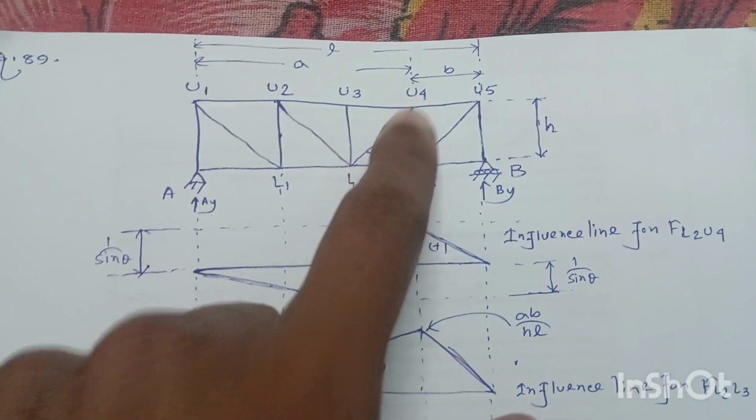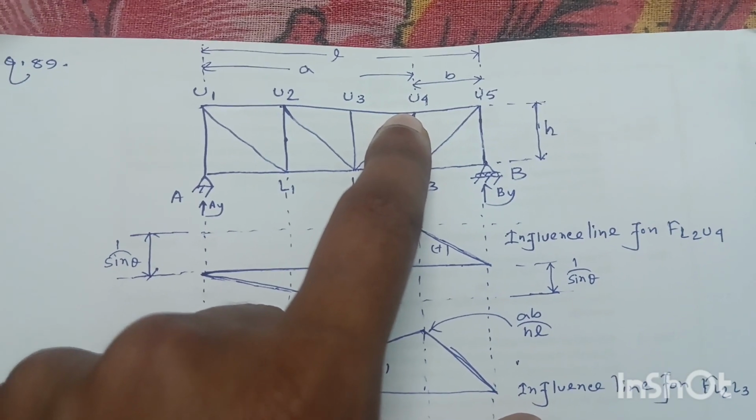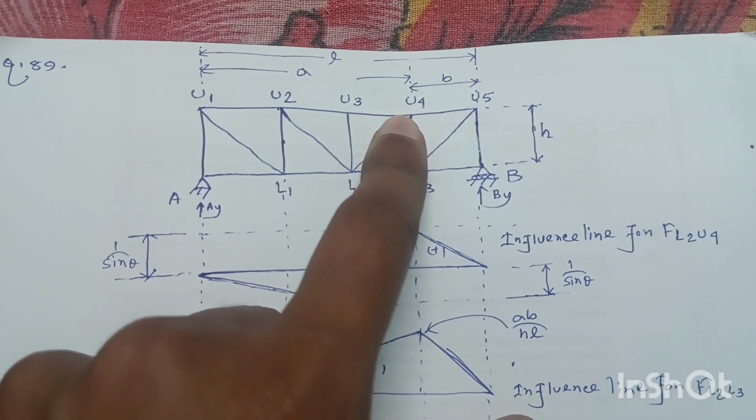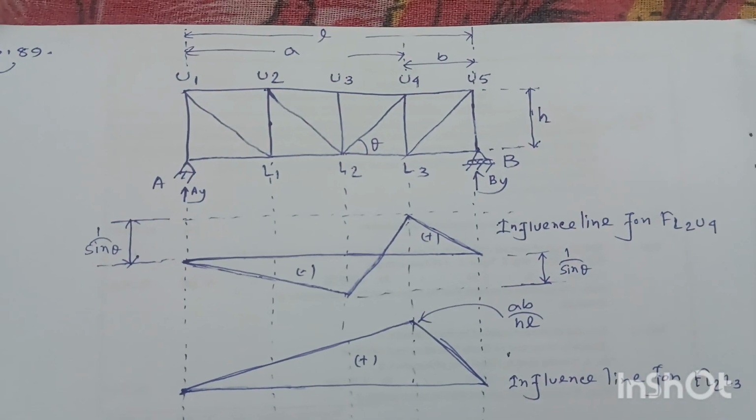U4 is the opposite node. So for this node we will draw the bending moment influence line to get the stress in the chord member L2 L3. So in question statement 4 is also correct.